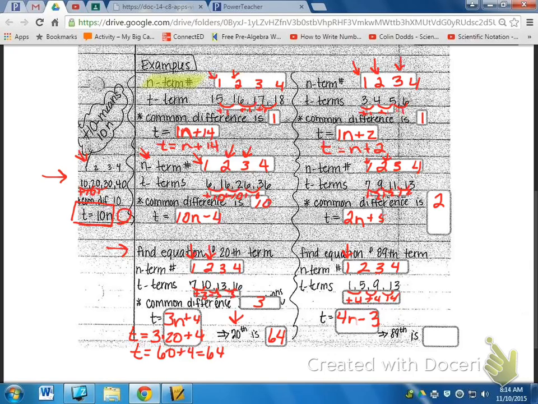Okay. Minus 3 equals 1. 4 times 2 is 8. Minus 3 is 5. And 4 times 3 is 12. Minus 3 is 9. So to find the 89th term, what are we going to do? 4 times 89 minus 3. What's 4 times 89? Anybody do that yet? 356 minus 3. So my 89th term is 353.